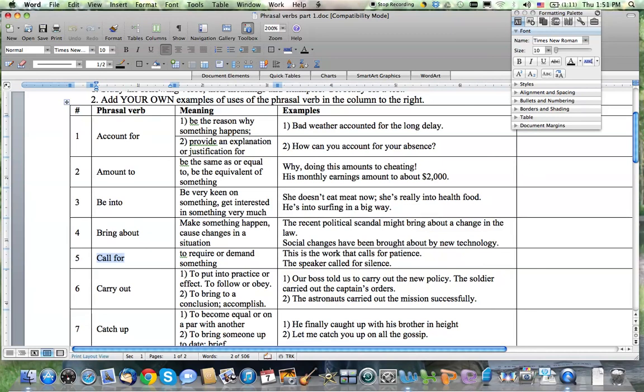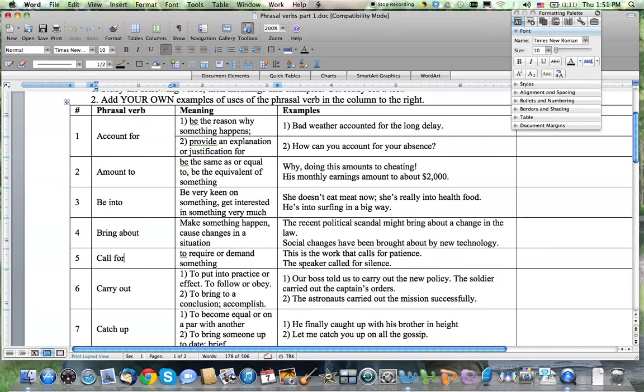Call for. I'm a teacher, so many times when my students are talking and I need to have them listen, I call for silence, or basically I ask them to be quiet, to call for silence.